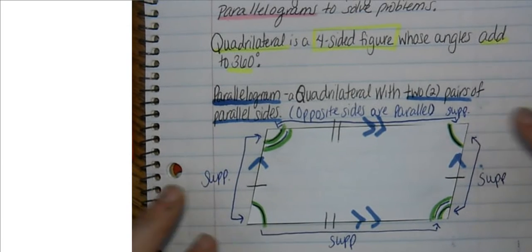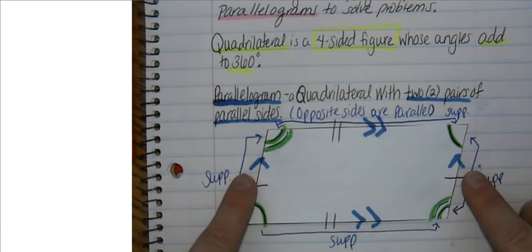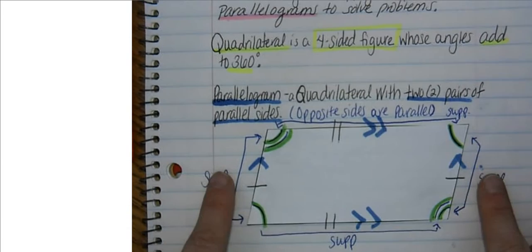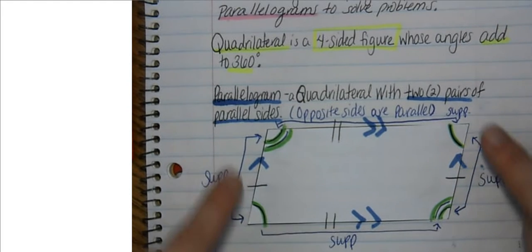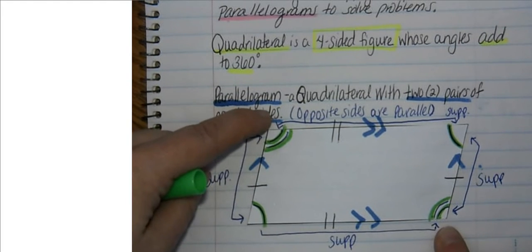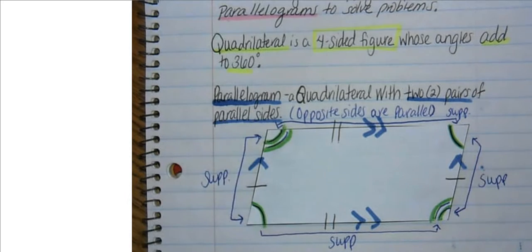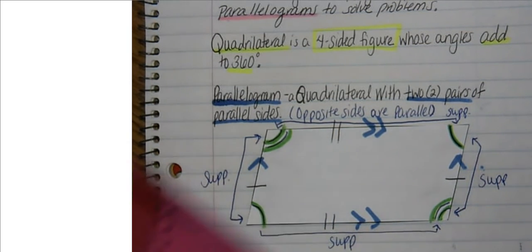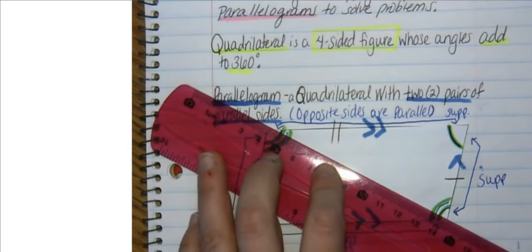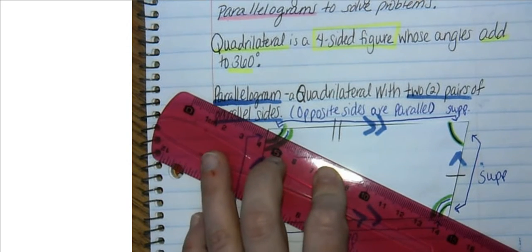So far we have opposite sides are parallel, opposite sides are congruent, and now the opposite angles are congruent, and the consecutive interior angles, all of the angles that are connected to each other along the sides, are supplementary. The last thing that we're going to talk about are the diagonals. So I'm going to go ahead and draw in the diagonals.